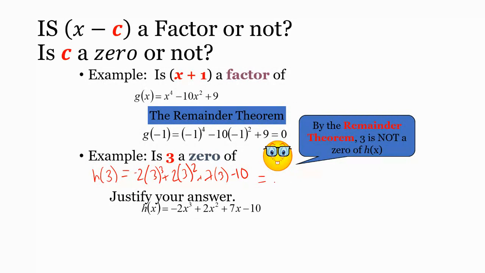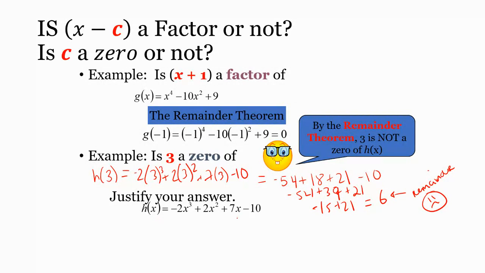3 to the 3rd is 27, so negative 54 plus 18 plus 21 minus 10. So let's see. 18 and 21 gives me 39. So I'm really doing negative 54 plus 39 plus 21. Negative 54 plus 39 is negative 15, and we already know this isn't going to work. Negative 15 plus 21 gives me 6. There's a remainder. The remainder is actually 6.